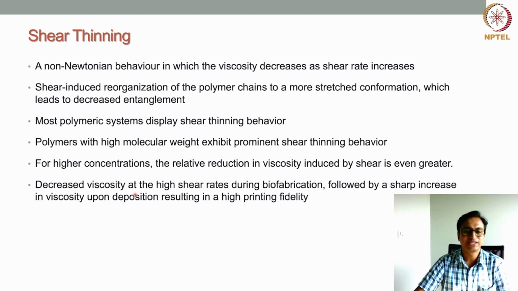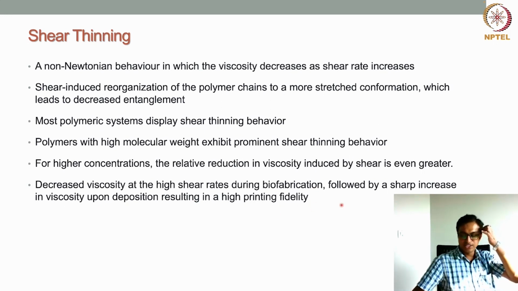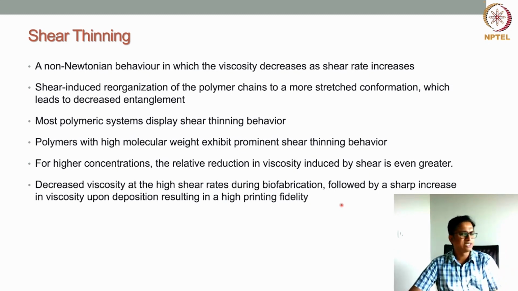Another thing is decreased viscosity at the high shear rate during biofabrication, followed by a sharp increase in viscosity upon deposition, resulting in high printing fidelity. As we mentioned earlier, higher viscosity prevents the collapsing of structures. It retards the deformation. That means at the beginning the material behaves like a very highly viscous material, like gelatin, and when you push it, due to reorganization the viscosity comes down, so it is easy to come out of the nozzle.